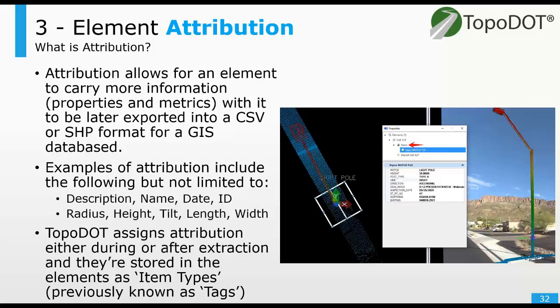And some examples of attribution are going to be the description of something, the name, date, some ID number, maybe element ID, count associated with it. You got radius, so now we're getting into measurements, the height of an object, tilt, length, width, dimensional information. And what TopoDOT does is it assigns the attribution either during or after extraction.